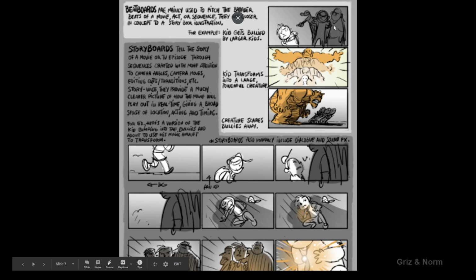Here's another example we can see. So this beat board is for this story about a kid being bullied. So the first part is showing the beginning of the story. The major plot point is kid gets bullied. Then the next major plot point is kid has transformation.